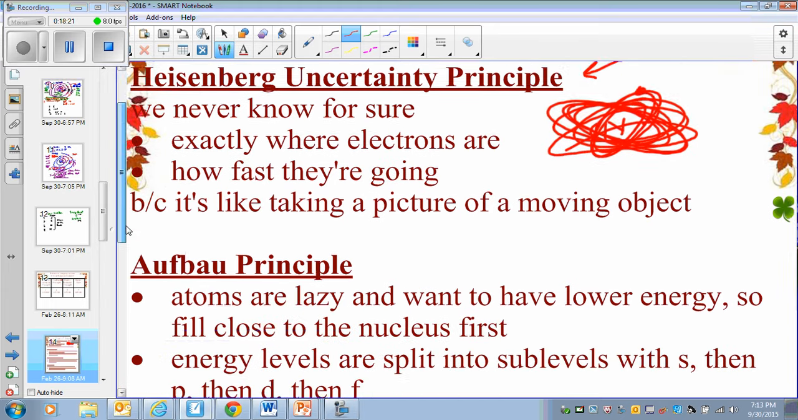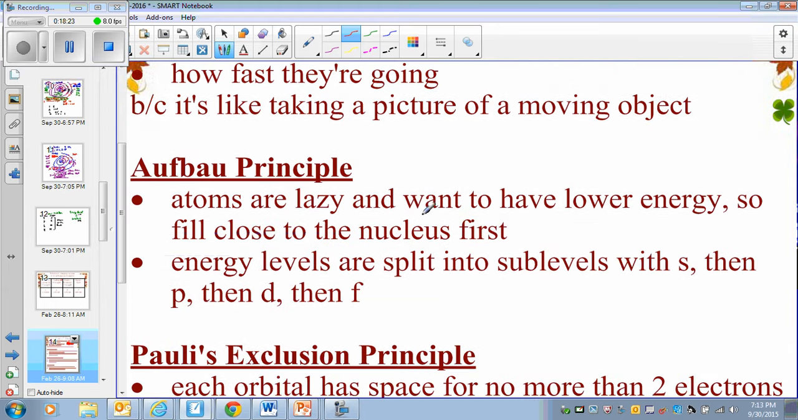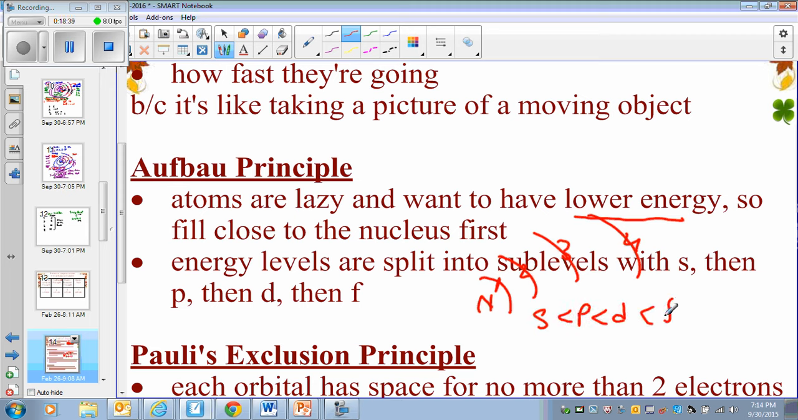Okay, Aufbau principle: atoms are lazy and want to have the lowest energy. So when you're filling in, you always start from the first energy level, then you go to 2, then you go to 3, and so on. And same thing for the sublevels. You go to S, then P, then D, and then F. So this is Aufbau principle.